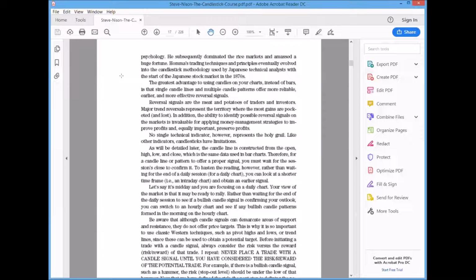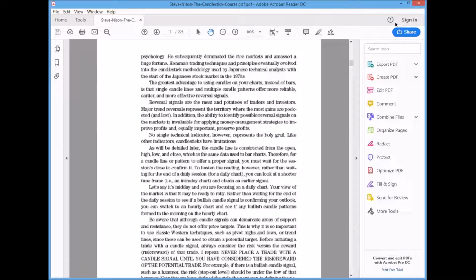No single technical indicator, however, represents the Holy Grail. Like all other indicators, candlesticks have limitations. Okay, so again, I highly recommend taking time reading from this book. It goes really well into depth. He even talks about a lot of the patterns we're going to look at today.